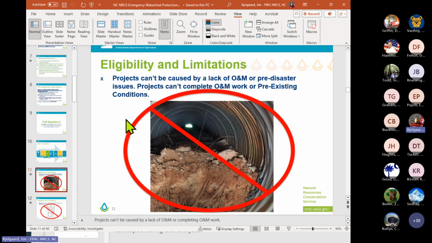There are some things that we shouldn't be doing and that are ineligible. Here's an example. The project can't be caused by a lack of ongoing O&M or pre-disaster issues. So that comes up. Here you see a culvert that's partially filled with sediment already. You can tell it's been there for a while because you can see vegetation growing through it. If it had been storm deposited sediment from the event, that can certainly be addressed, but in this case, it's been there for a while, so it would not be eligible.